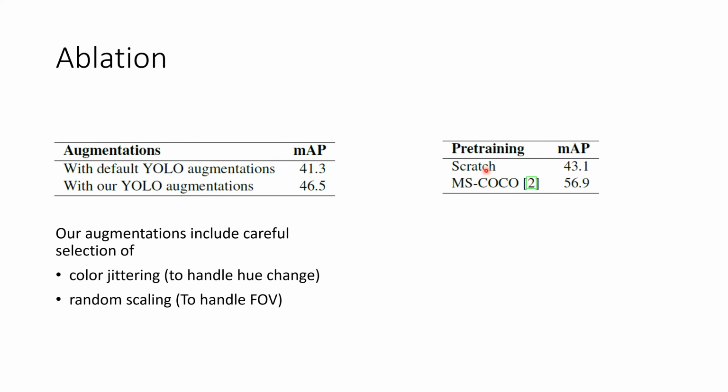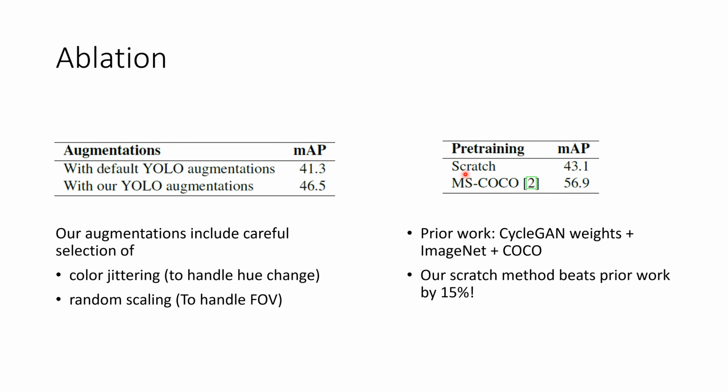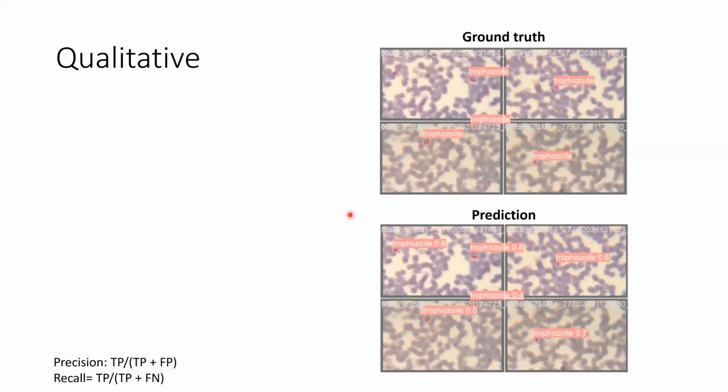We also did ablation with various pre-training, from scratch and from MS COCO. Prior work had access to more pre-training compared to ours. They use CycleGAN weights, ImageNet plus COCO, whereas we only use MS COCO, and even our scratch results, 43, are 15% better than the state of the art. So, about qualitative, maybe Tristan.